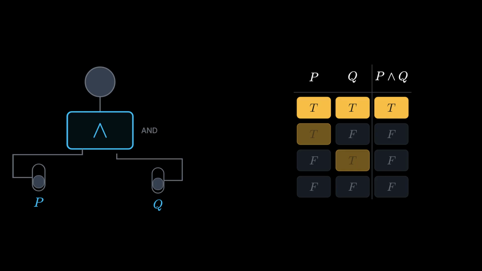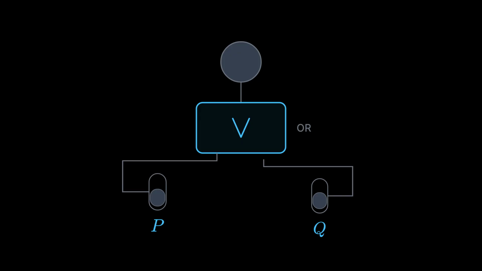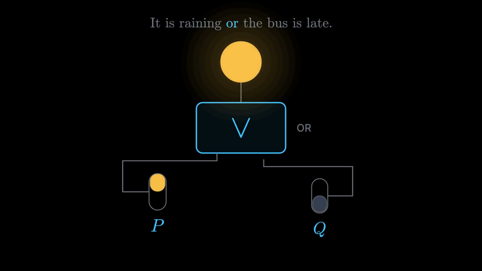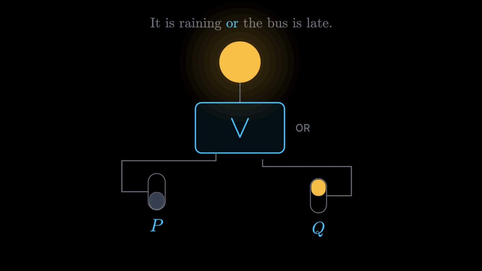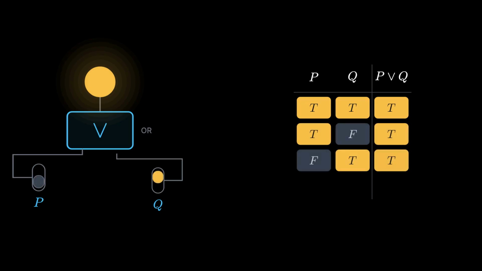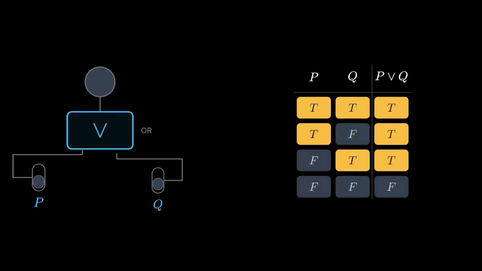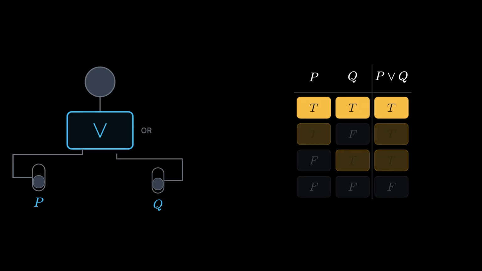Third box, or. It is raining, or the bus is late. Now you only need one of them to go your way. 3 rows out of 4. Where and was demanding, this one is generous. And notice the top row. Both true, still true. This is not the super salad, or where picking both gets you a look from the waiter. Here, both is fine.